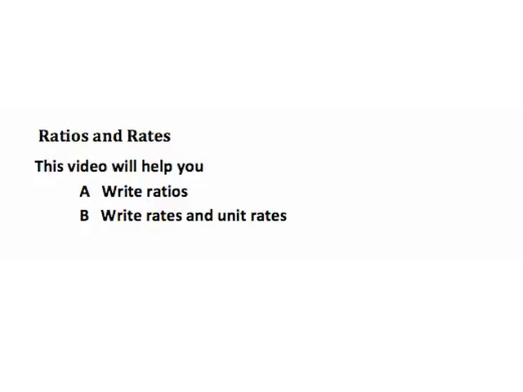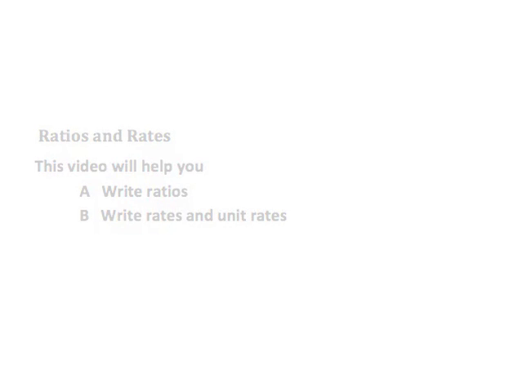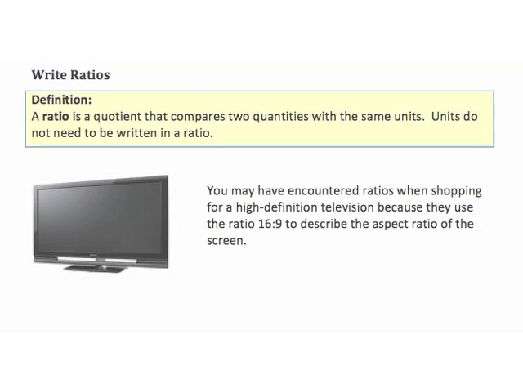Ratios and rates. This video will help you write ratios, write rates, and unit rates. Write ratios. Let's start with a definition. A ratio is a quotient that compares two quantities with the same units. Units do not need to be written in a ratio. You may have encountered ratios when shopping for a high-definition television because they use the ratio 16:9 to describe the aspect ratio of the screen.